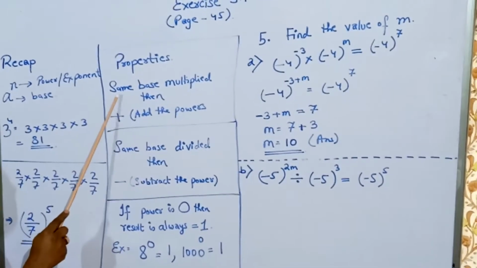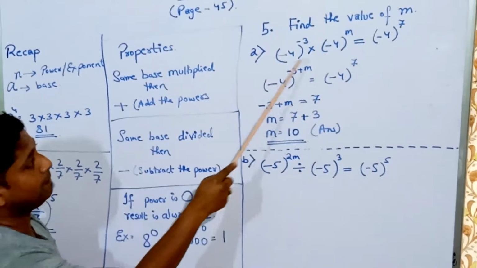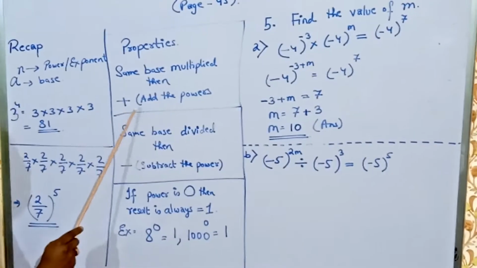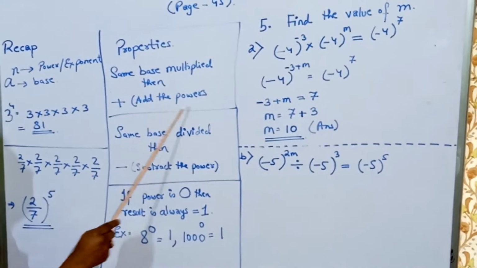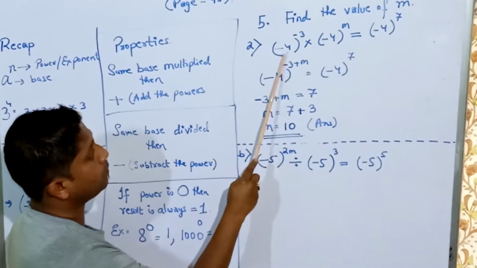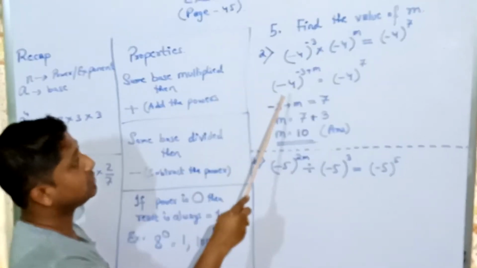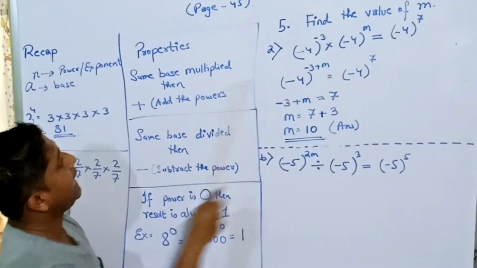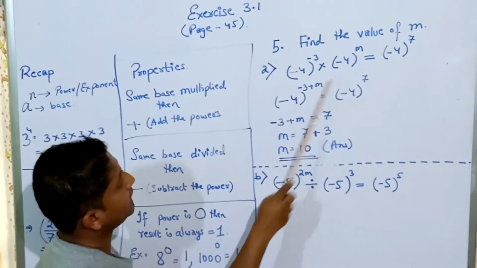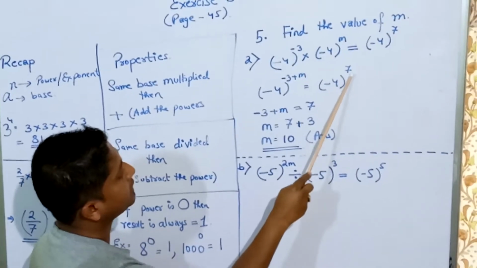You can come back here: same base multiplied. Here the same bases are being multiplied. So what are we supposed to do? We are supposed to add the powers. So -4, both are common base or the same base. So what I did, I just wrote -4 and I added the powers. So (-4) to the power of (-3 + n) equals (-4) to the power of 7.